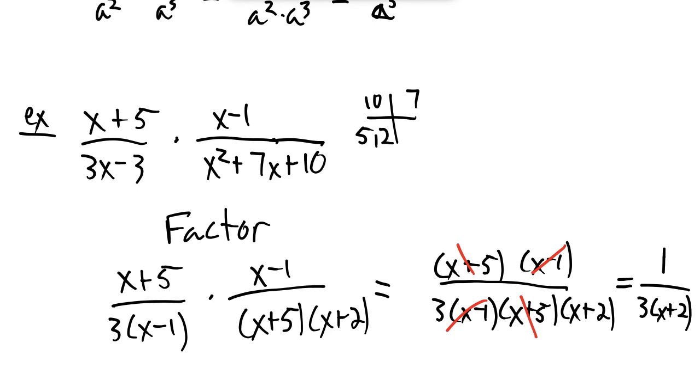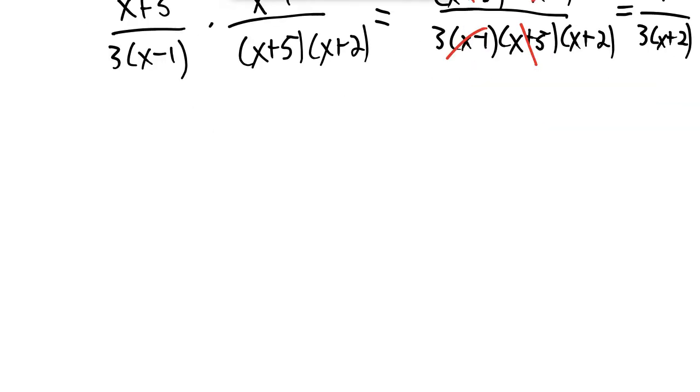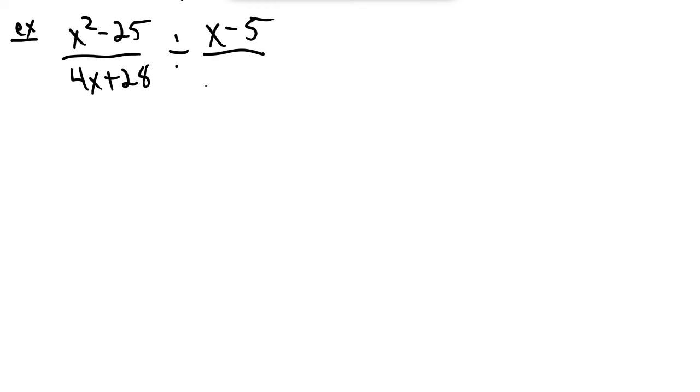All right, now let's get a little bit more difficult. Let's look at division. So now let's look at (x squared minus 25) over (4x plus 28) divided by (x minus 5) over (x squared plus 9x plus 14). Right, perfect. Now, we are dividing fractions here.